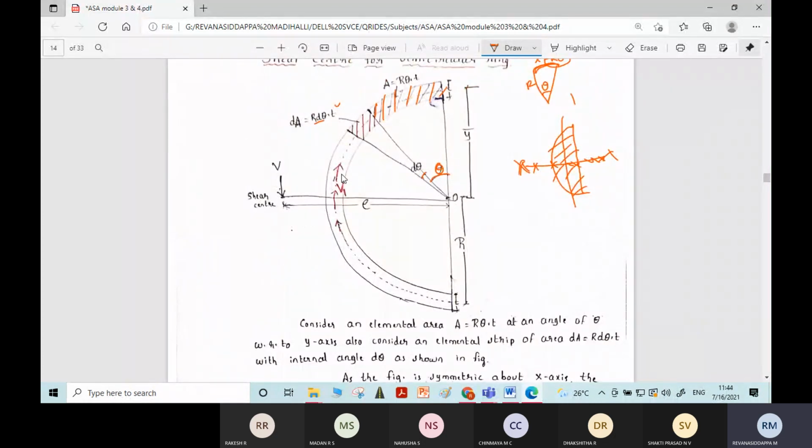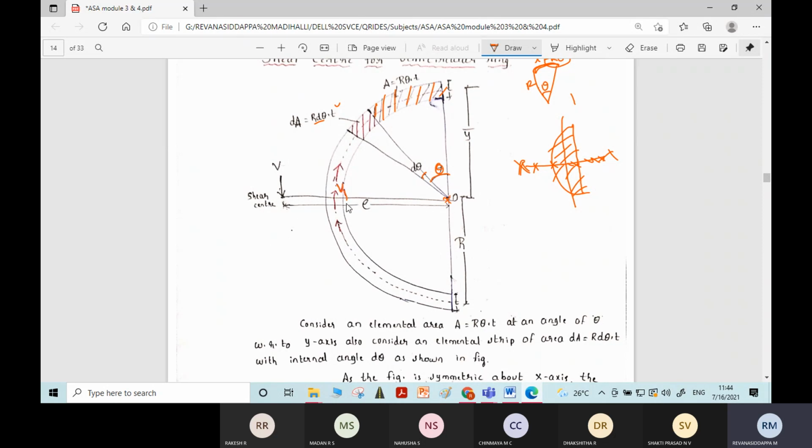We will assume V1 as the shear force which is acting along the ring. Now, to locate this shear center E corresponding to the center of the semicircle O, what will we do?